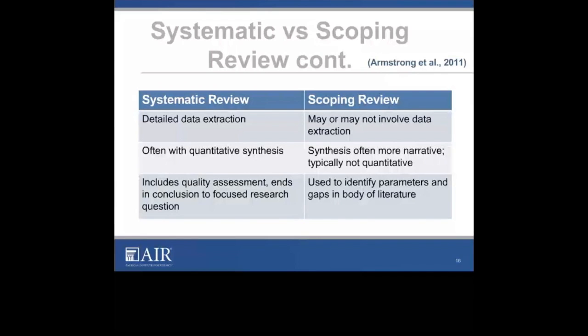Good. In a systematic review, I'm starting again on the left-hand side here. There's a detailed data extraction process. You often have a protocol that you're following and a coding manual, and there's reliability conducted on that coding process. In the scoping review, depending on how in-depth it's going to be, it may or may not involve a lot of data extraction. If there is a sub-question to that broader topic at hand, they might do some data extraction, but it may or may not be the case.